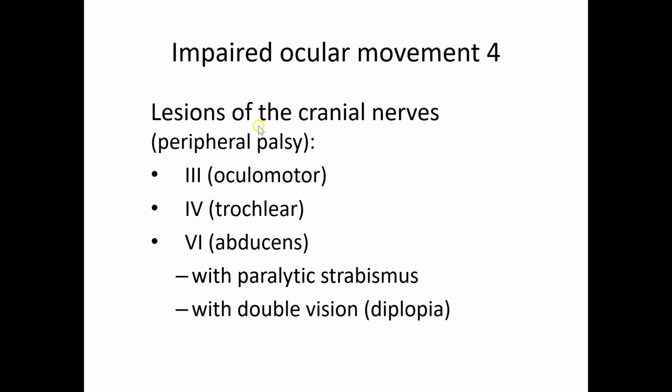So impaired ocular movement is what is included in our topic. Impaired ocular movements are associated with third, fourth, and sixth cranial nerves. Third is oculomotor, fourth is trochlear, sixth is abducens nerve. On examination they show paralytic strabismus or squint. This is not associated with disorders of gaze of central or supranuclear structures. The impaired ocular movements associated with these cranial nerves, third, fourth, sixth, also produce double vision or diplopia.